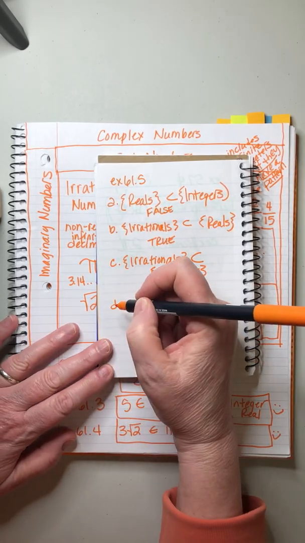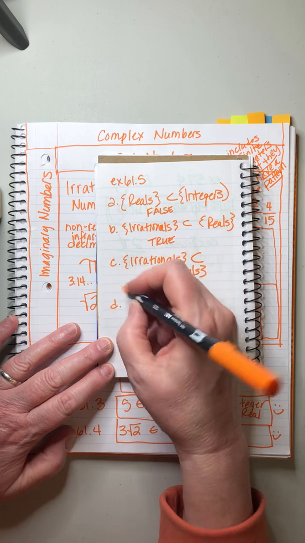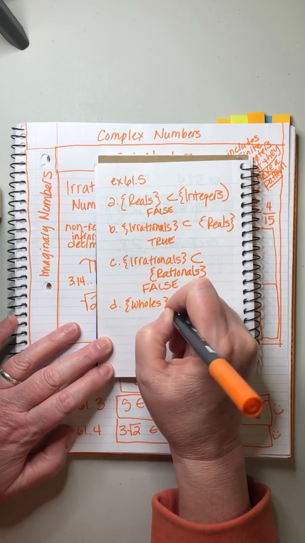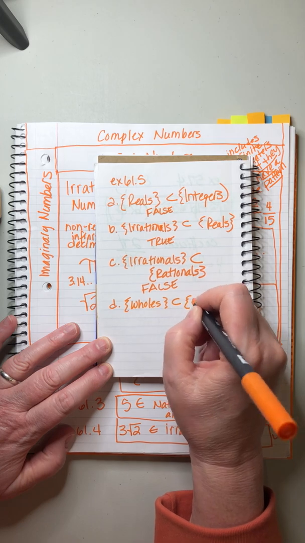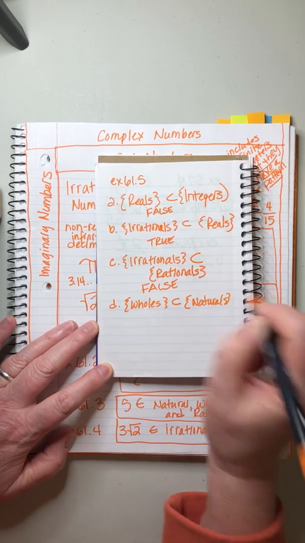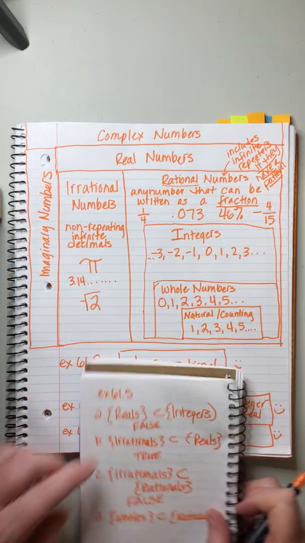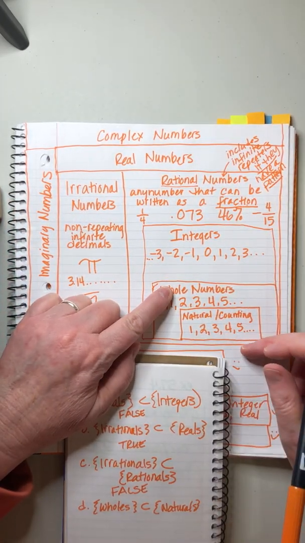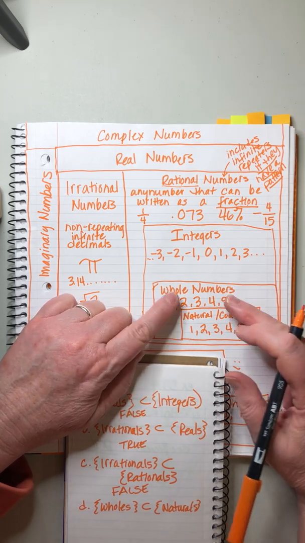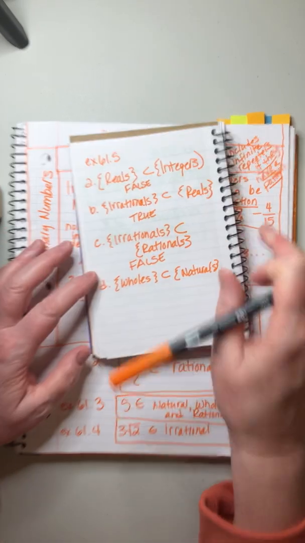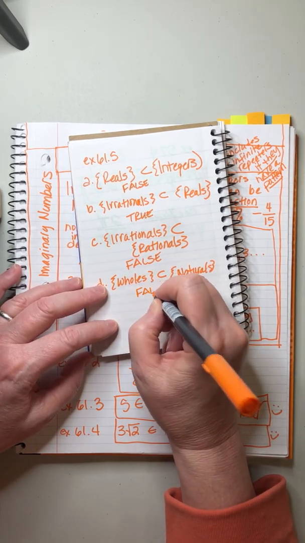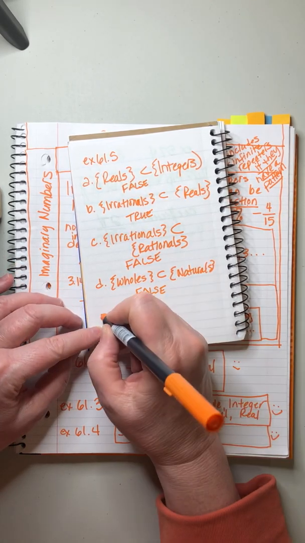And D is wholes are a subset of the naturals. Okay, let's take a look at that. Wholes and naturals. Wholes are a subset of the naturals. No, it's the other way around. Naturals are a subset of the wholes. So that is false. John, are you serious with this?